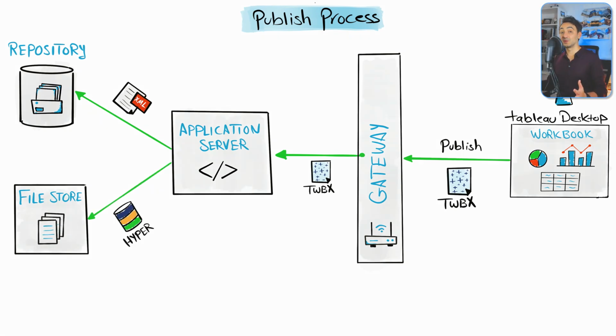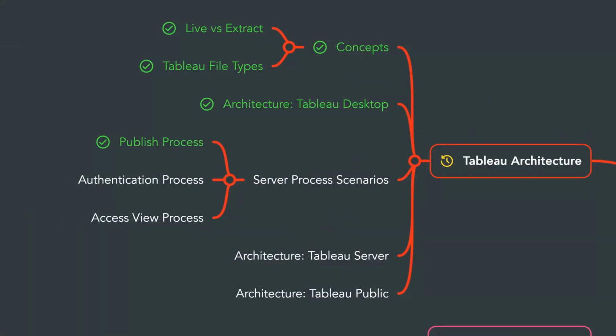So what we have learned so far: the gateway is responsible for forwarding the request to the right component. The application server is the one that is going to handle the publish process. The repository is going to store the XML files, the metadata of the workbook, and the actual data, the hyper, is going to be stored inside the file store. All right, so that's all for this scenario. Next, we will start talking about the authentication workflow in Tableau Server.